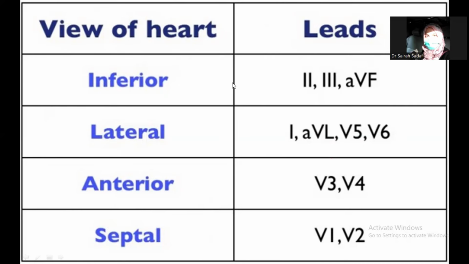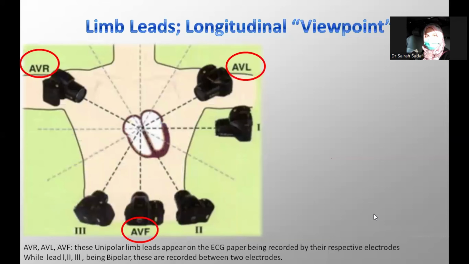And now the leads 2, 3, and AVF. These are the inferior leads because they represent or reflect the electrical activity in the inferior side of the heart. 1, AVL, V5 and V6 are the lateral leads. V3, V4 are the anterior leads. V1, V2 are the septal leads.